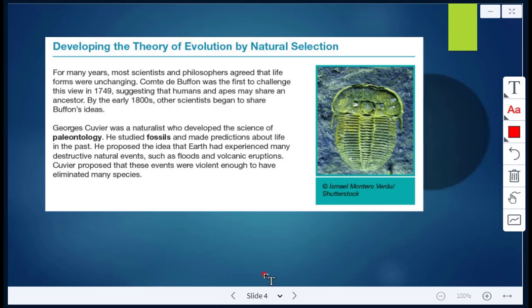Next, we have Georges Cuvier. He was a naturalist, and he developed the science of paleontology, which was studying fossils and making predictions about life in the past. And he proposed the idea that Earth had experienced many destructive natural events like floods and volcanic eruptions, and that these events were violent enough to have eliminated many species.